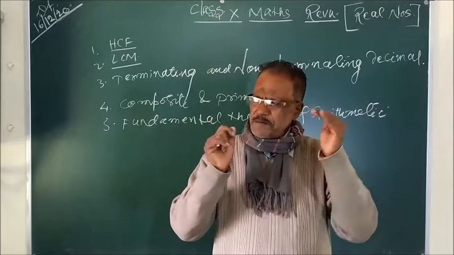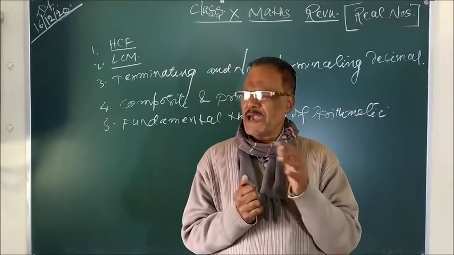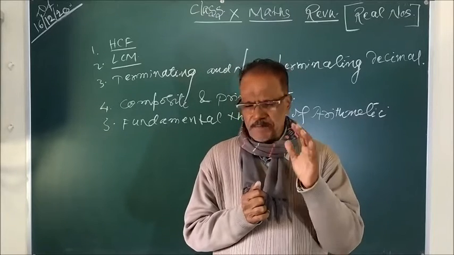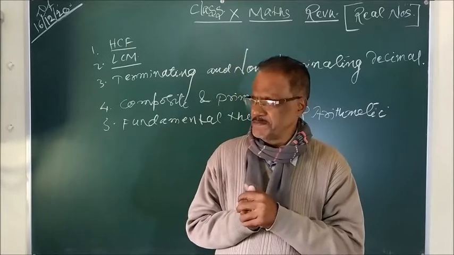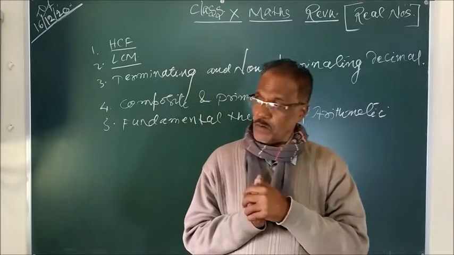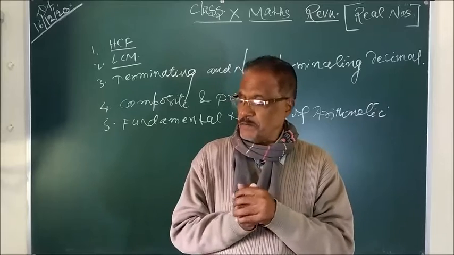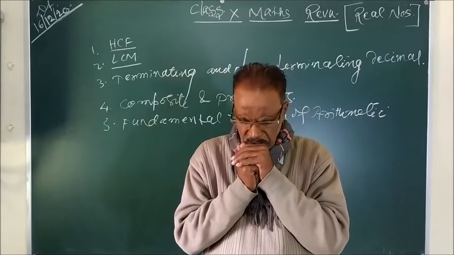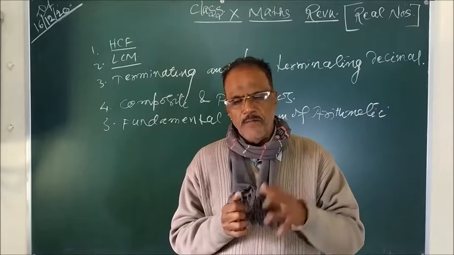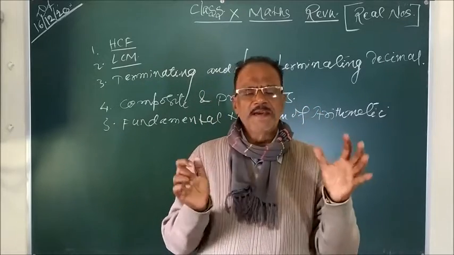So, any number, if it can be expressed in form of P upon Q, and if P and Q are integers, and second condition, Q should not be equal to zero. Here you may question, sir, why Q should not be equal to zero? Because in mathematics, a fraction which has denominator zero is still not defined.